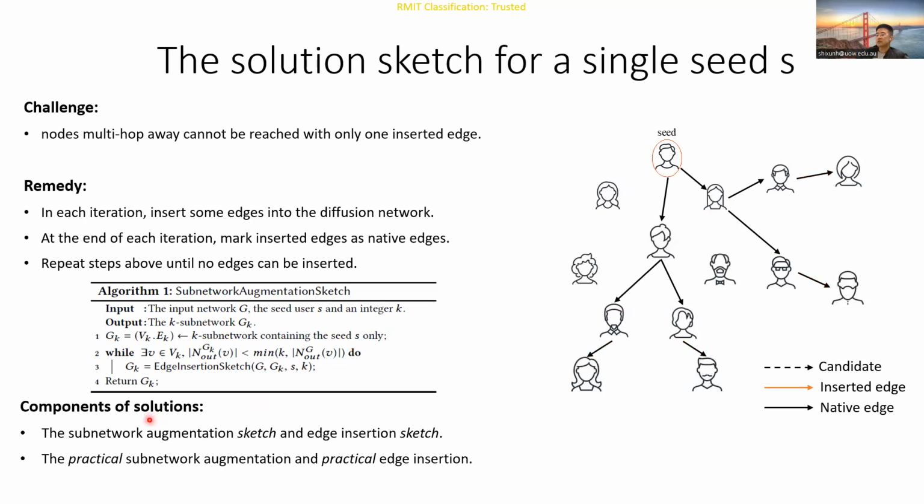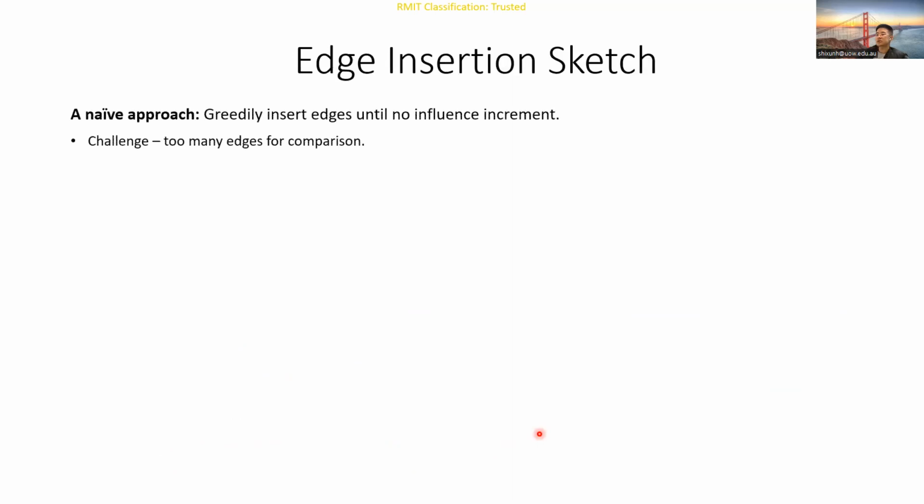So our solution has four components. The first one is the augmentation sketch, which is Algorithm 1, and it includes the edge insertion sketch, which is the second component. Then we focus on optimizing these two sketches by proposing practical augmentation and edge insertion. For the edge insertion sketch, we try to greedily insert edges until there is no influence increment.